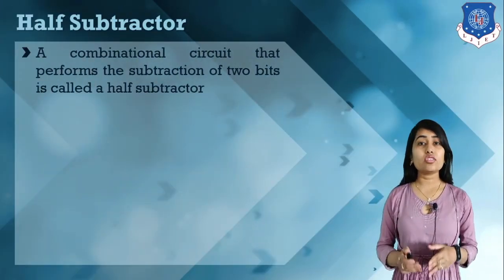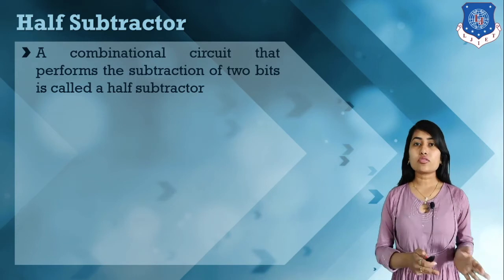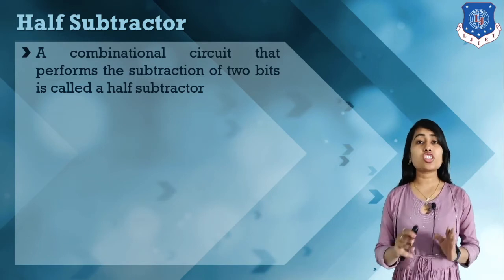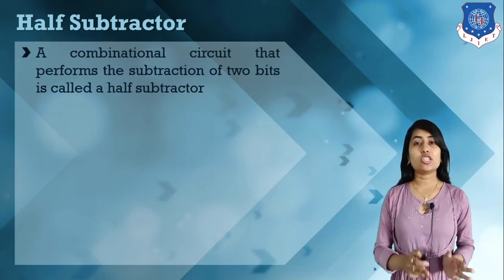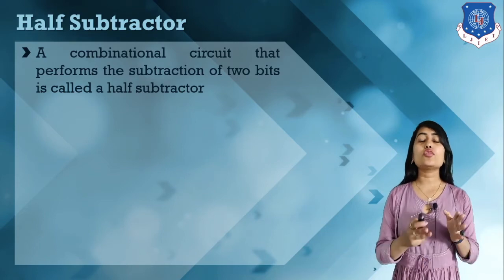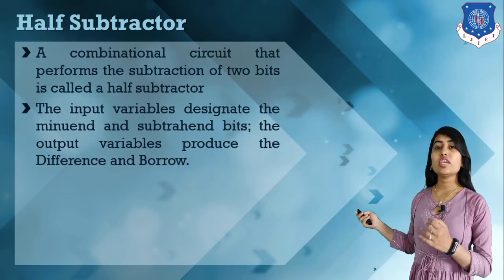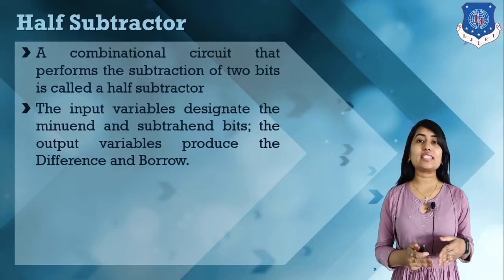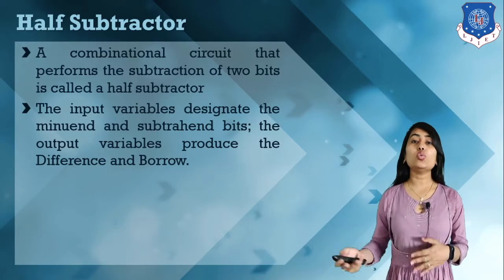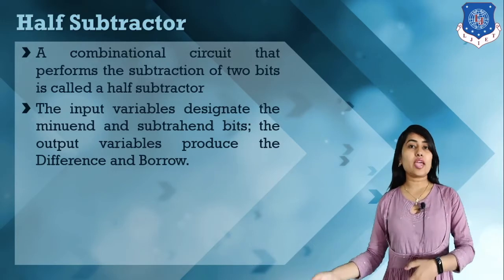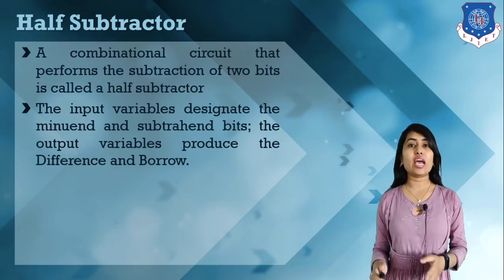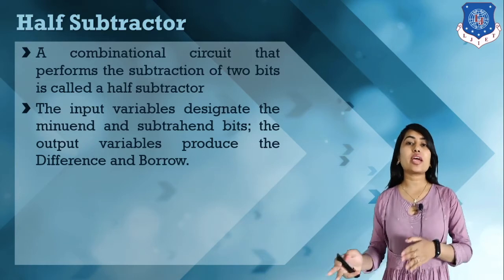A half subtractor is a subtractor which performs subtraction of 2 bits. So here we have 2 numbers, A and B, and 2 outputs, difference and borrow. In a subtractor we have 2 outputs, difference and borrow.